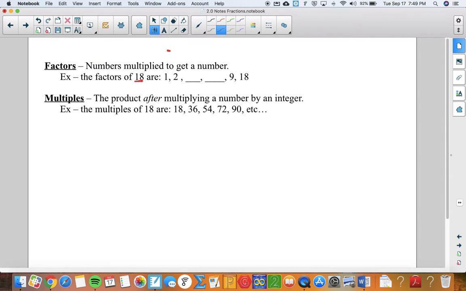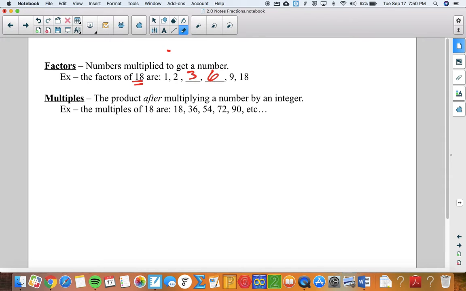number. So the factors of 18: 1 goes into 18, 2 goes into 18, 3 goes into 18, 4 doesn't evenly go into 18, nor does 5. But I know 3 did, and 3 times 6 is 18. And then 2 times 9 is 18, and 1 times 18 is 18. Those are called factors. They're the smaller numbers that go into or multiply into some number, in this case 18.